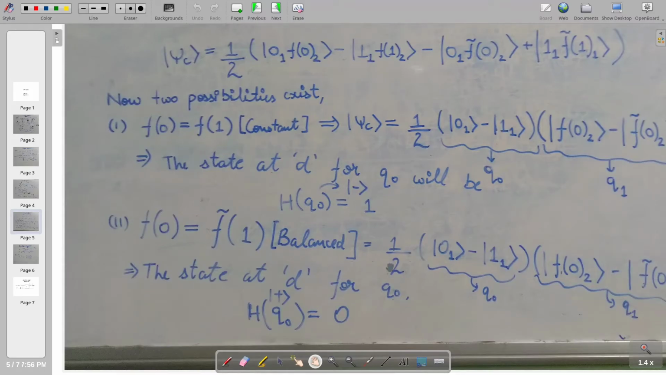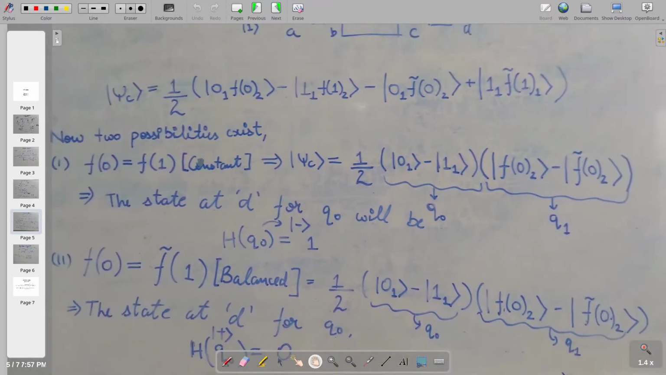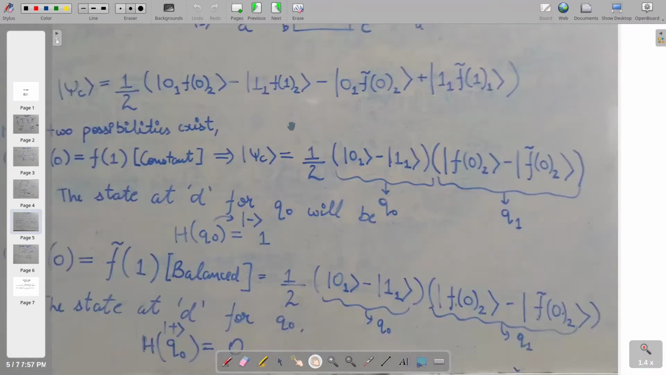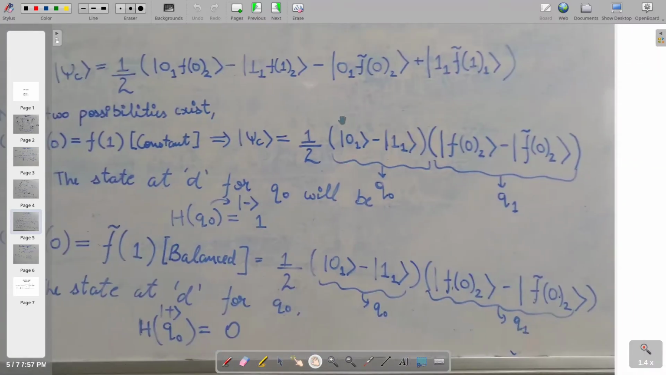It could either be constant or balanced. It's quite simple that for a constant function, f0 would be equal to f1. So if f0 was equal to f1, which means fx is a constant function, then we apply this identity to the state which you obtained in the previous slide, at point C.